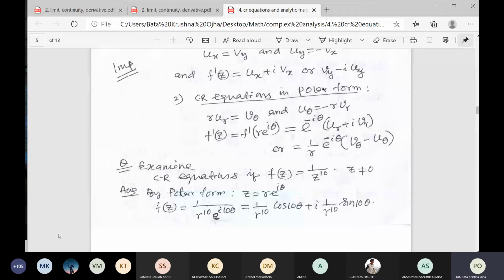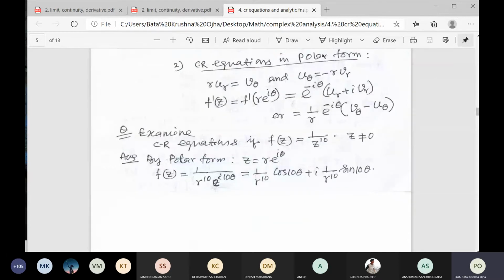So my question is, examine the CR equations of f(z) equal to 1 by z to the power 10. If f(z) is 1 by z to the power 10 and we replace z equal to x plus iy, then find the real and imaginary parts and again find the derivative. It is very difficult in rectangular form. The question is like that.